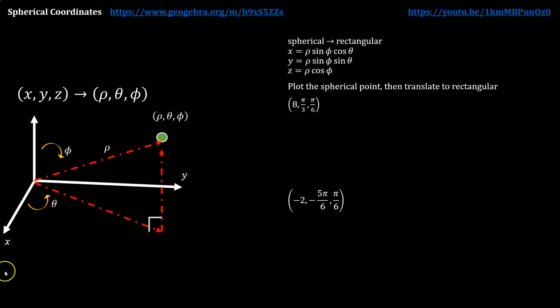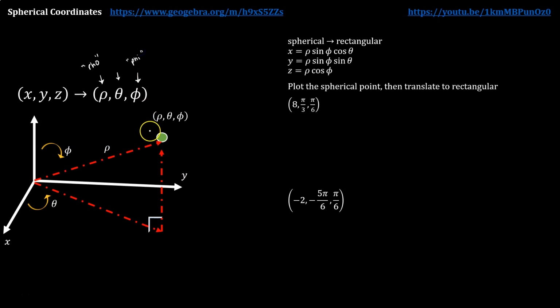Spherical coordinates completely eliminate x, y, and z, and instead talk about rho, theta, and phi. So these are the Greek letters we're going to use for spherical coordinates. We have rho, theta, that one's familiar, and then phi.